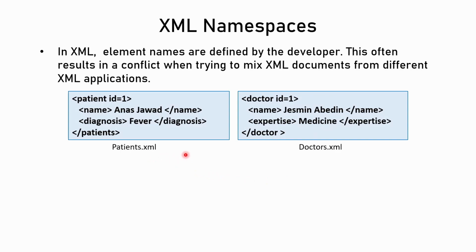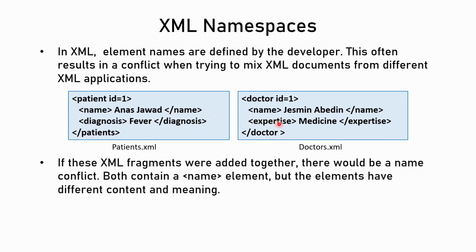So suppose we are developing an e-medical system and we need to store information about patients and doctors. So we have a patients.xml file that is storing patient information and we have a doctors.xml file which is storing doctors information. In both cases, you can see that both the patient and the doctor has an element called name, which denotes the name of the patient and the doctor respectively. However, if we were to combine these two XML documents together, then there would be a conflict because there is an element with the same name in both the XML documents.